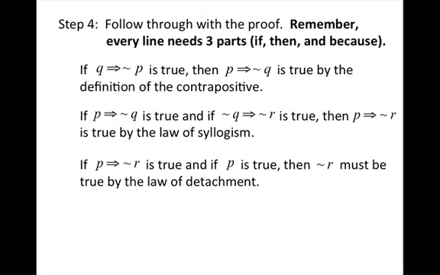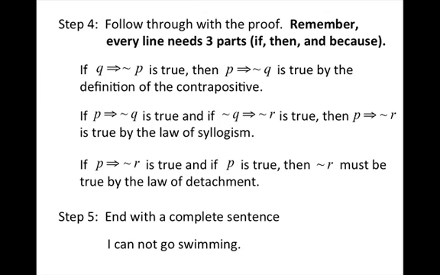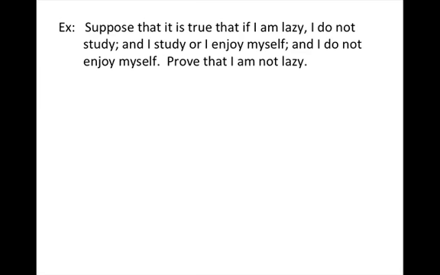Now I've proven that not R is true, and that was my goal. That was what I was trying to prove. So I'm ready for step 5, end with a complete sentence. R is the statement, I can go swimming. So not R is I cannot go swimming, and I was trying to prove that. So my conclusion is I cannot go swimming. Let's look at the next example.